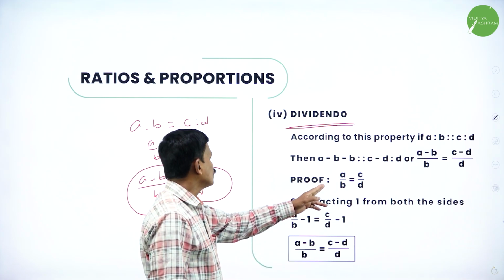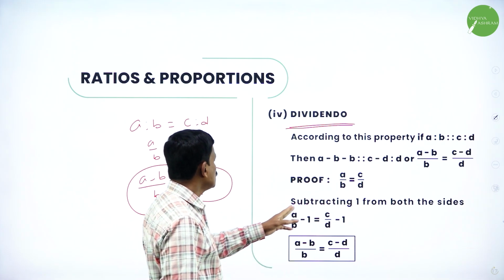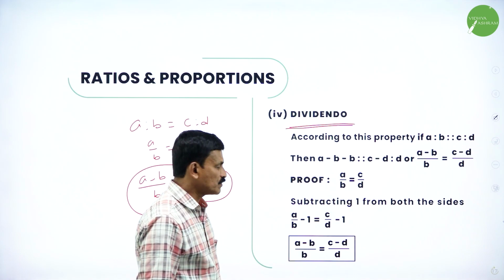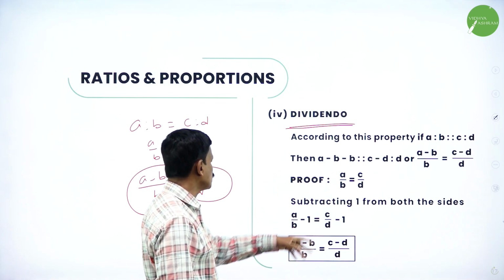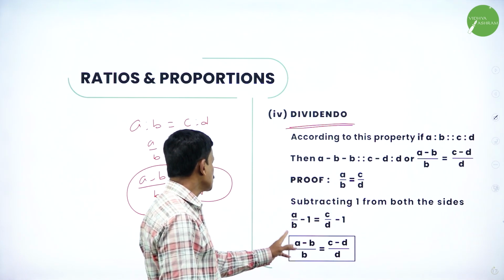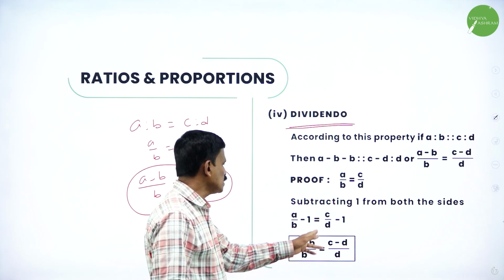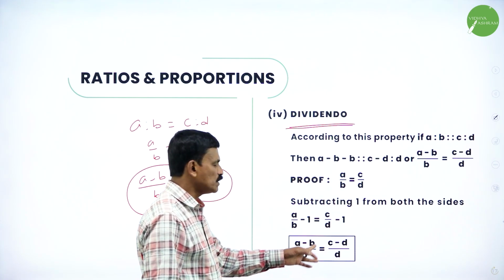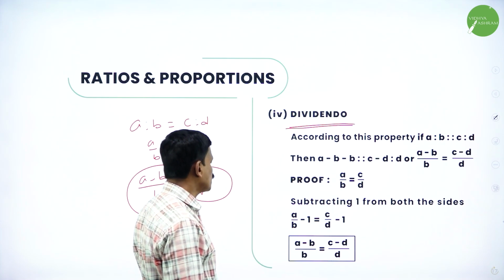What is the proof? A by B is equal to C by D. Subtract 1 from both sides of the equation, then A by B minus 1 is equal to C by D minus 1. Take LCM, B is LCM. A minus 1 into B is B. C minus 1 into D is D. A minus B by B is equal to C minus D by D.